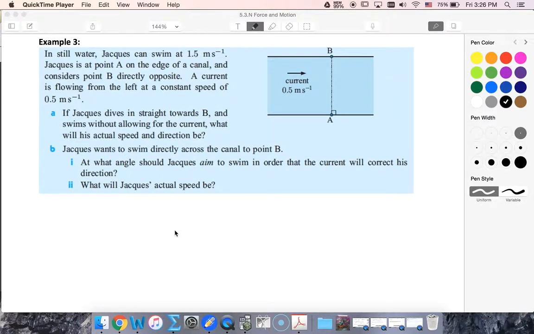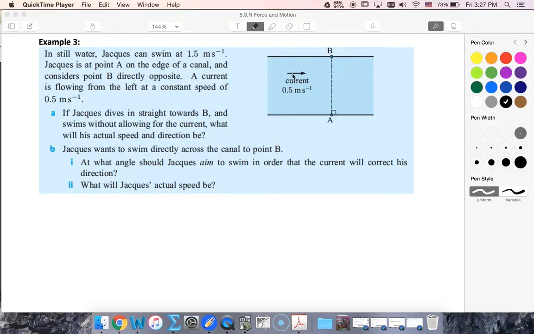Some of you may remember last year we looked at problems with swimming in currents when we did our trig unit. So now we're going to take this and connect it into vectors. So in still water, Jacques swims at 1.5 meters per second. He's at a point A on the edge of the canal and wants to swim directly across it. But there's a current flowing in this direction at 0.5 meter per second.